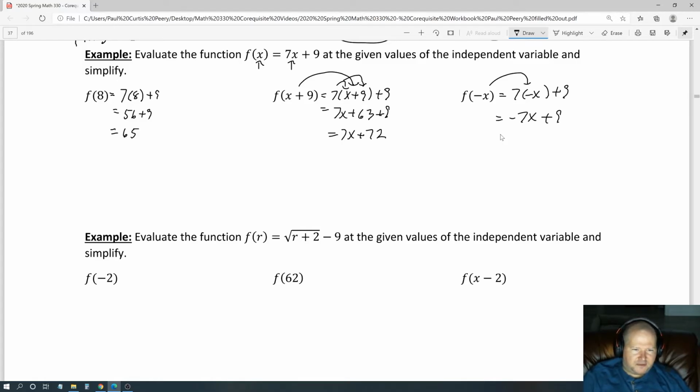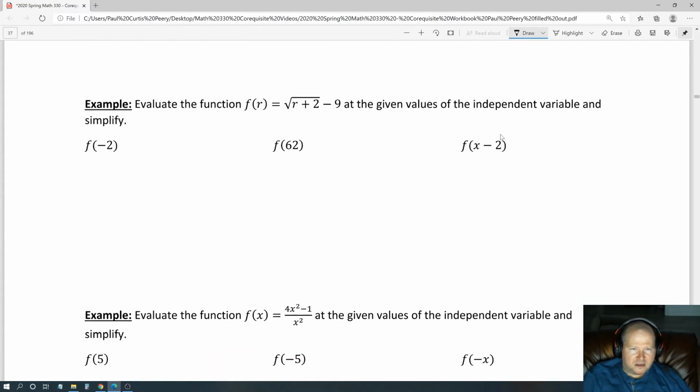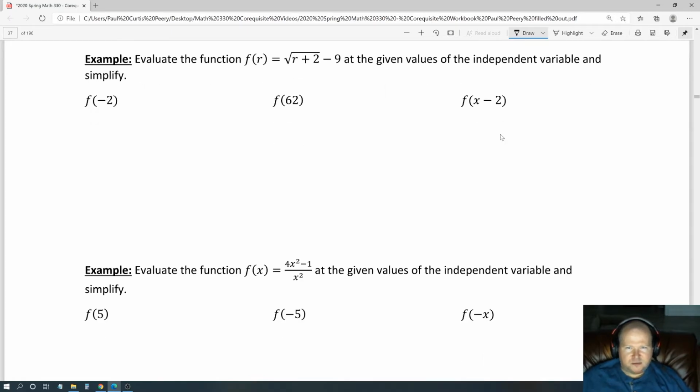Okay, so we're going to evaluate the function f of r equals square root of r plus 2 minus 9 at the given values of the independent variable, and we're going to simplify. Same kind of thing. Wherever you see an r, that's where you're going to plug it in. So we're going to say square root of r, or in this case, negative 2 plus 2 minus 9. Negative 2 plus 2 is 0. Square root of 0 is 0. 0 minus 9 is negative 9.